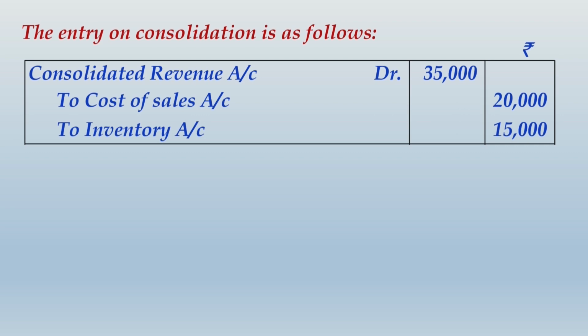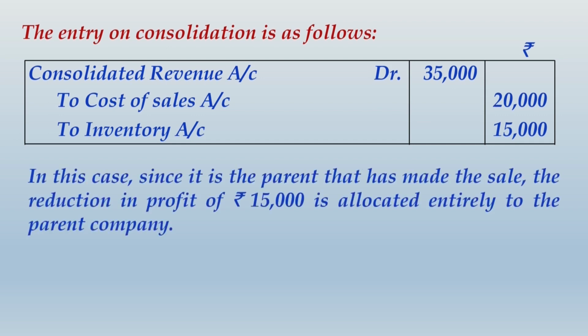Now, caution to be placed over here. This time the net effect on profit reduction of 15,000 will not affect NCI, because this time this profit was earned by the parent company and not by the subsidiary. So you would write that description that in this case, since it is the parent that has made the sale, the reduction of profit of 15,000 is allocated entirely to the parent company. So quickly write up this whole thing, and that will be end of the answer.